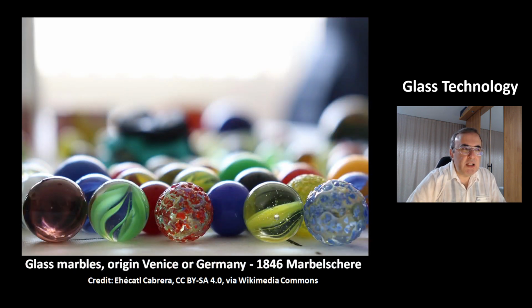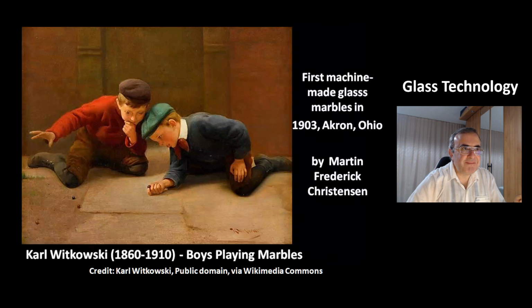The origin of glass marbles is not clear. It could be Venice or Germany. In 1846, the marble schere was invented in Germany. Marble schere means marble scissors. And this tool made glass marbles possible. The first machine-made glass marbles came in Akron in Ohio, USA, in 1903, and they were made by Martin Frederick Christensen.